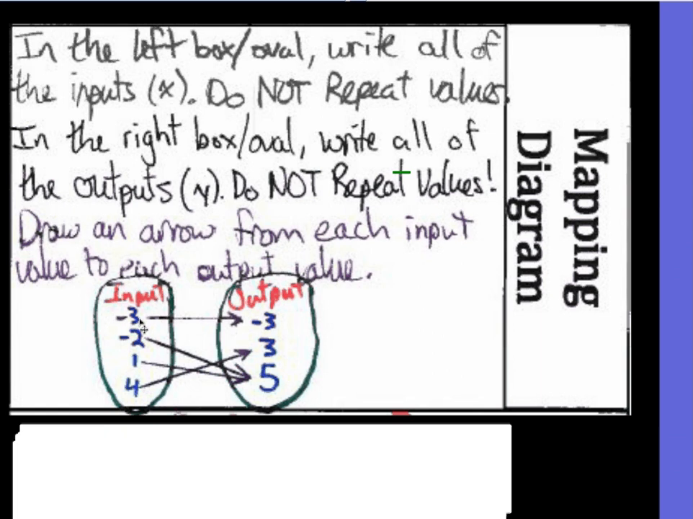So the one ordered pair is -3, -3. The other ordered pair is -2, 5. Another ordered pair is 1, 5. And the last ordered pair is 4, 3. So again, make sure you're seeing how this is going. These two x values, even though we input them, they're different x values, you're still ending up with the same output. So that's why we only write the 5 once over here.